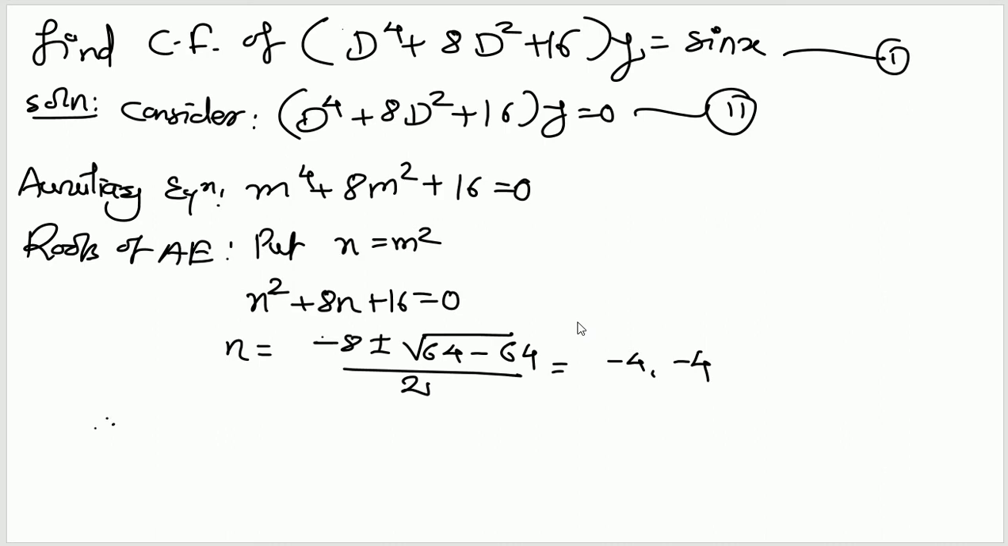That means m^2 = -4, -4. Okay, which gives us m = ±2i, ±2i. So these are the 4 roots, ±2i, ±2i. So we have ±2i repeated twice. So now we got complex roots. Now next step is you have to find complementary function. So roots are ±2i, ±2i repeated 2 times.